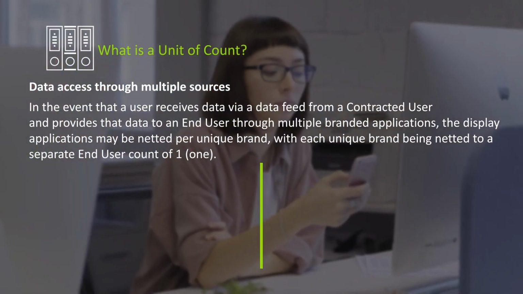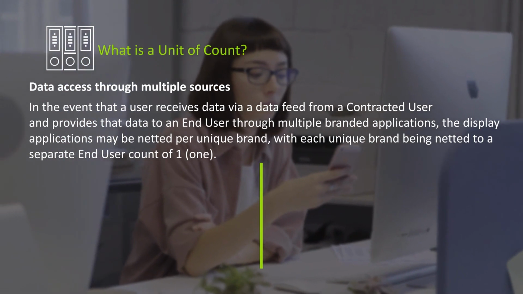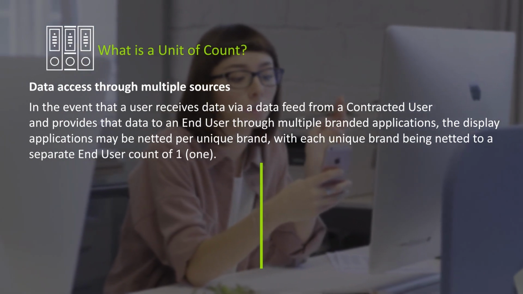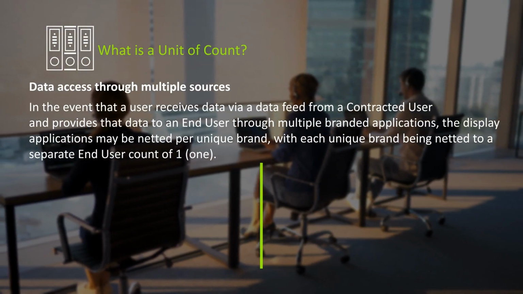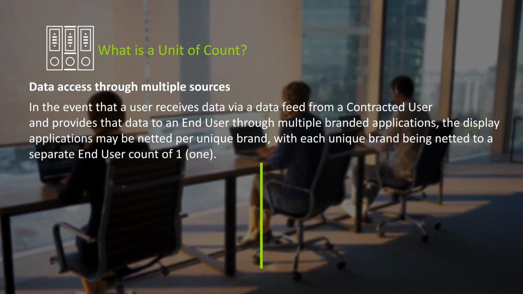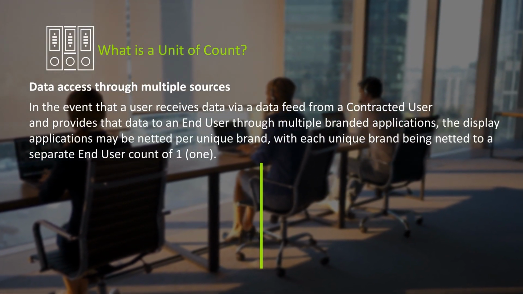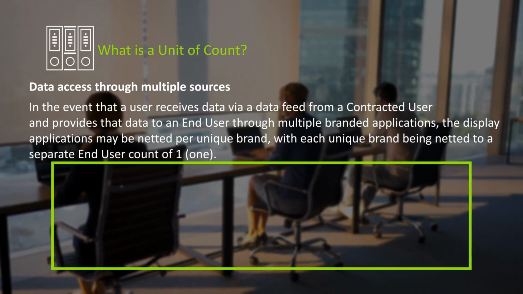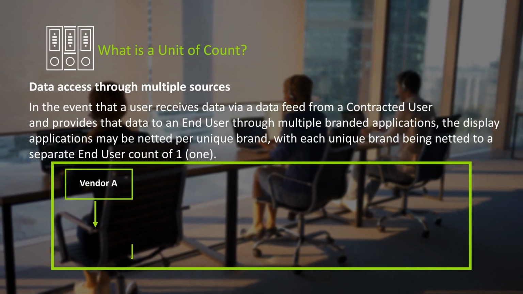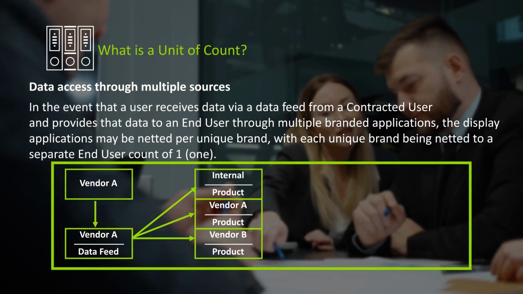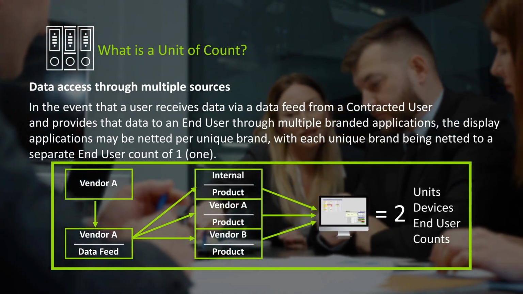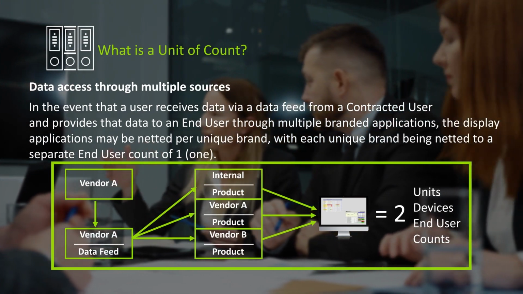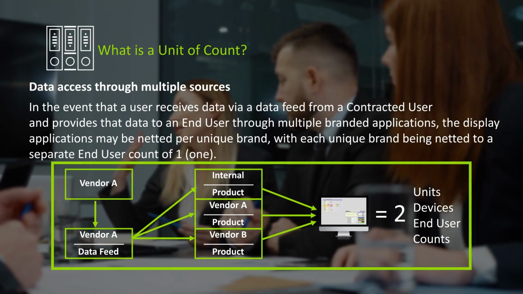In the event that the user receives data via data feed from a contracted user and provides that data to an end user through multiple branded applications, the display application may be netted per unique brand, with each unique brand being netted to a separate end user count of 1. Data from vendor A goes to a contracted user, vendor A, data feed. The two internals, internal product 1 and internal product 2, will be netted, and vendor B will be a separate unit count, and thus totaling 2.